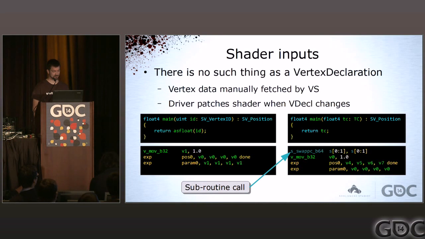This is how it's done on GCN. The first instruction there is basically a function call, which calls a small subroutine for whatever your vertex fetch will have to be for this shader. Whereas if you look at the example on the left there, where I don't use any vertex inputs, only the vertex ID, then we don't have this function call in the beginning of the shader.